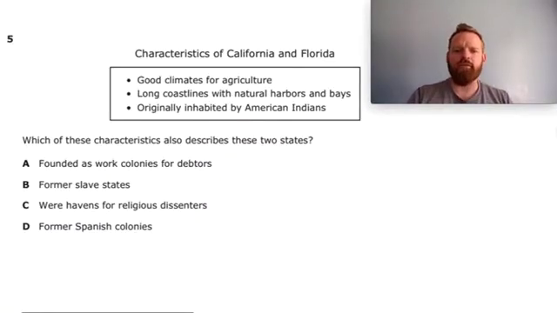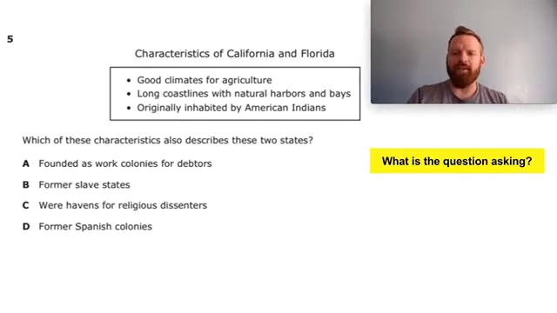All right, characteristics of California and Florida. Good climate for agriculture, long coastlines and natural harbors and bays, originally inhabited by American Indians. Which of these characteristics also describes these two states? A. Founded as work colonies for debtors. B. Former slave states. C. Were havens for religious dissenters. D. Former Spanish colonies.